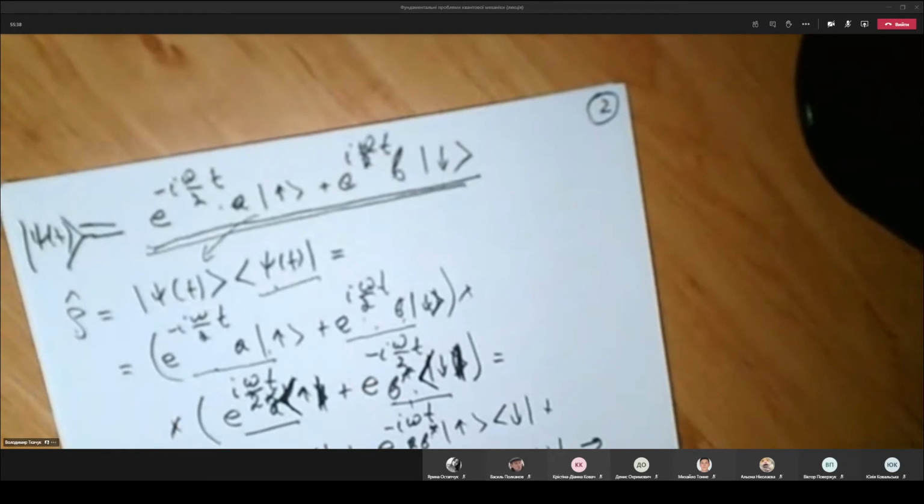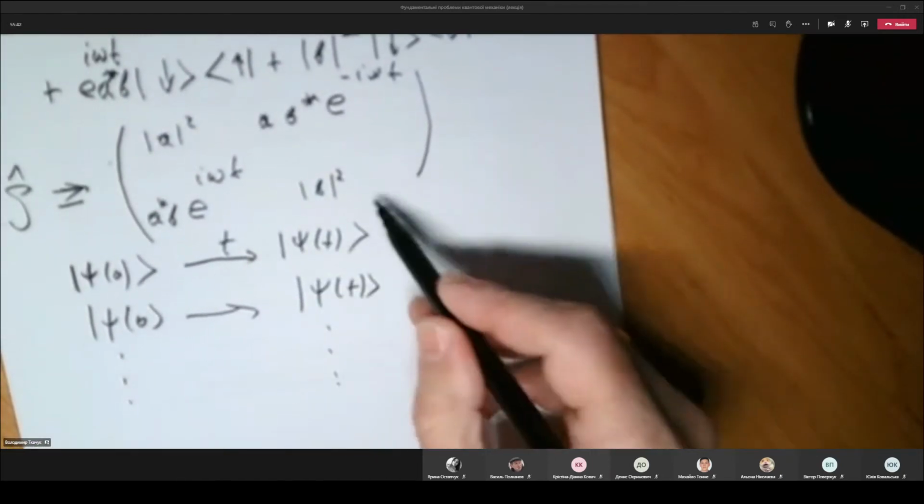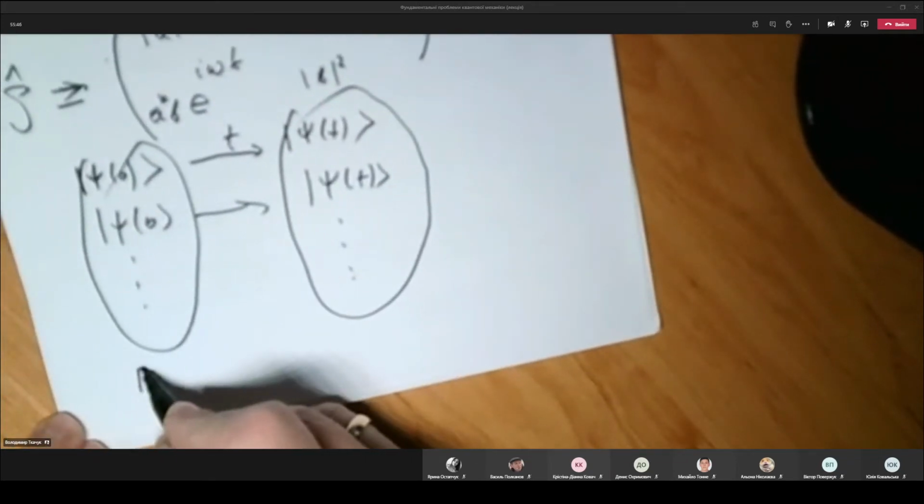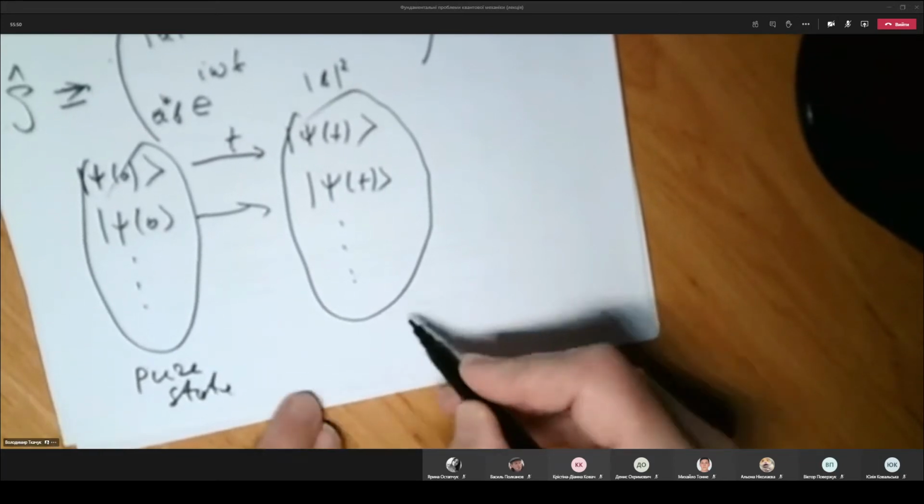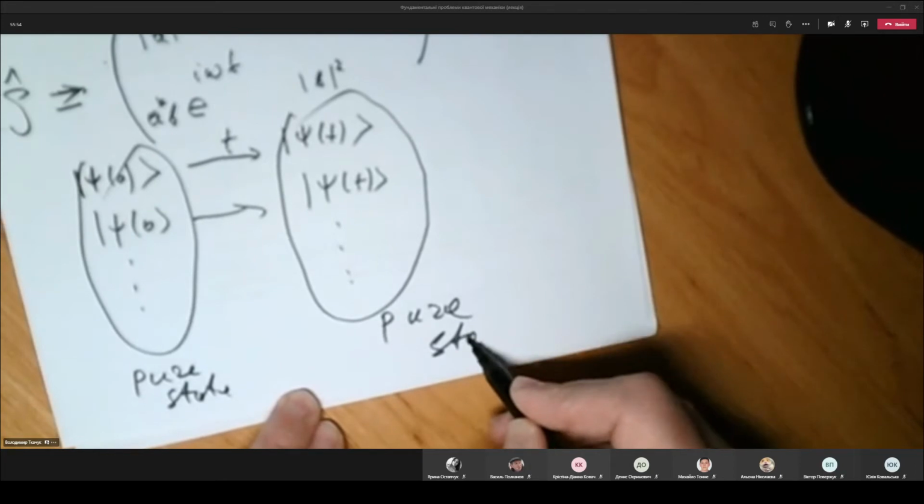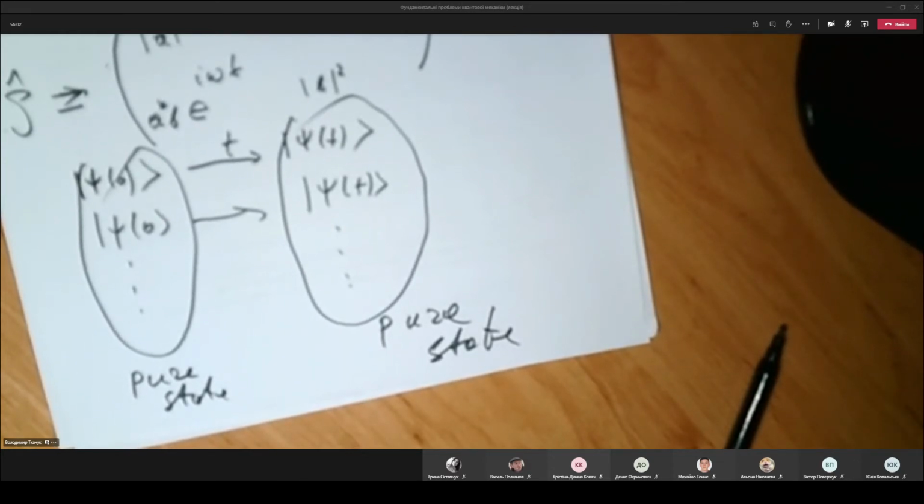It is the same state. Each spin is described by the same state. So in time we have once more a pure state. The initial state is a pure state, and here we have once more a pure state. So we have a coherent state. At each time we have a coherent state.